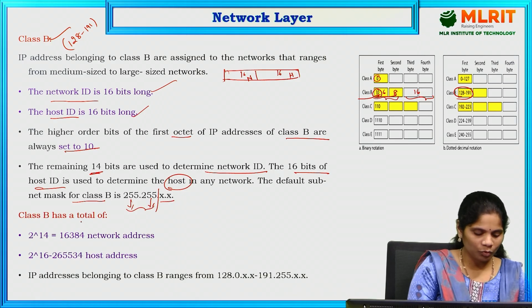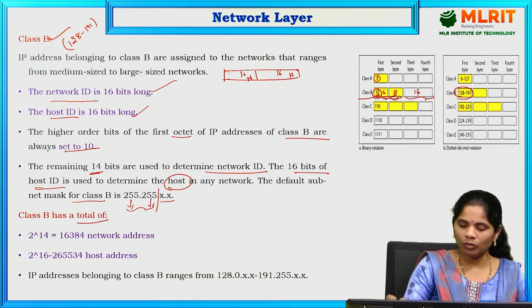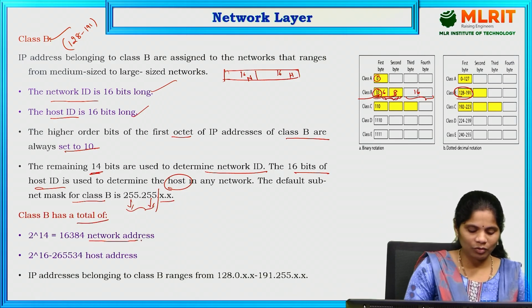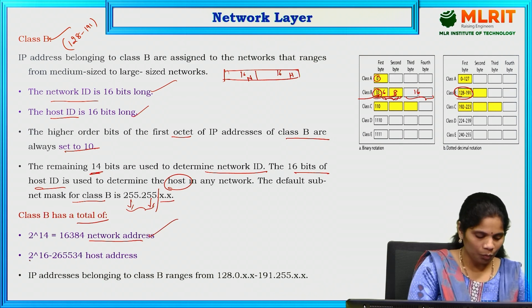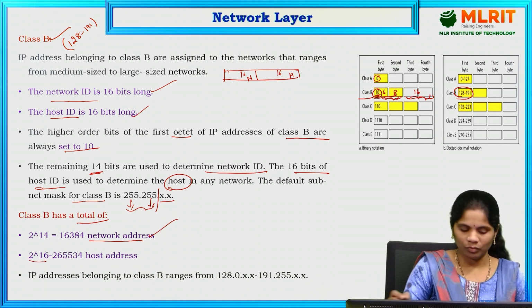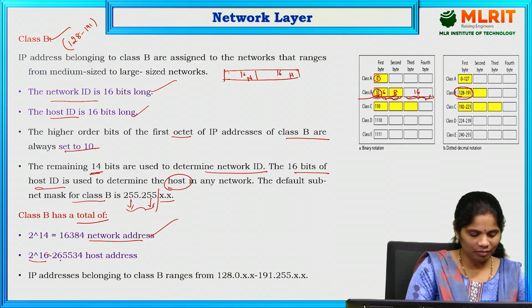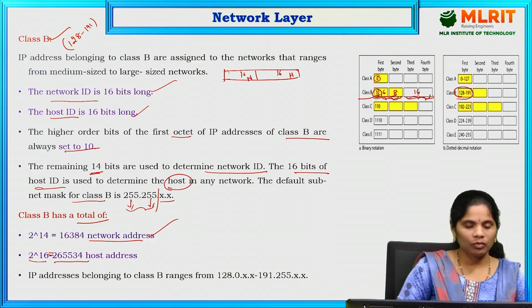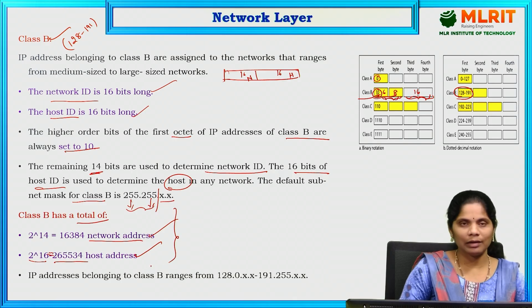The class B total, how do we have to calculate? Total is how many? Total is 14 bits. 2 power 14 is talking about the network addresses, and 2 power 16 is the total for hosts. That is nothing but the total. This is how much? Total equal to 65534 is the host address. Like that we have to calculate the class B addresses.